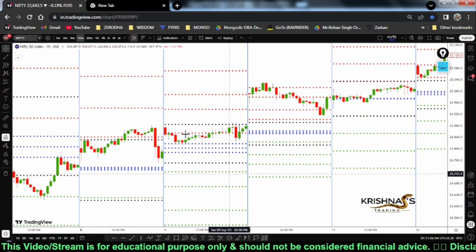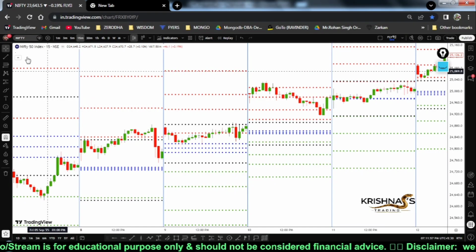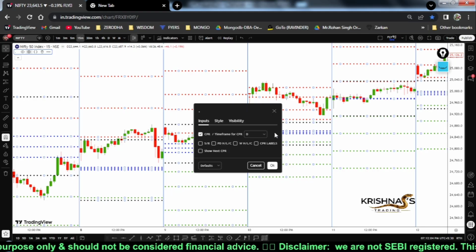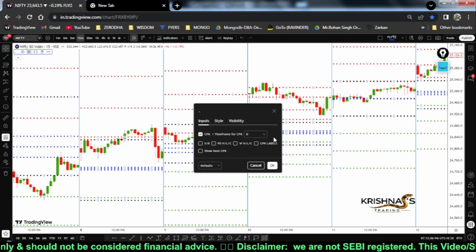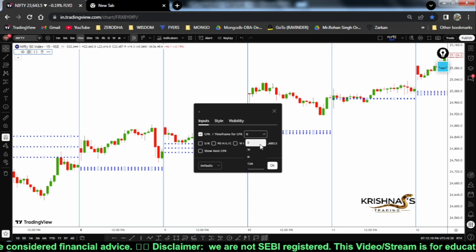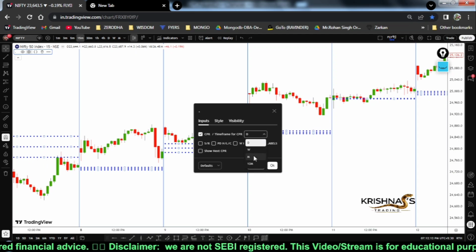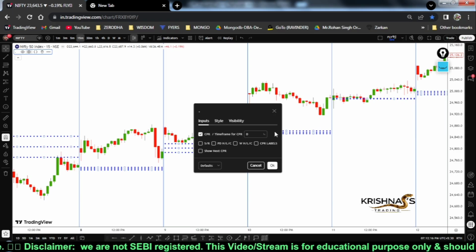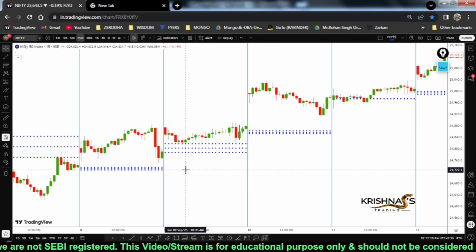To understand ascending CPR, I am going to hide the supports, resistances, and the previous day high and low lines. This is a day CPR. Intraday CPR, weekly CPR, monthly CPR, and yearly CPR we can also plot. This is day CPR.